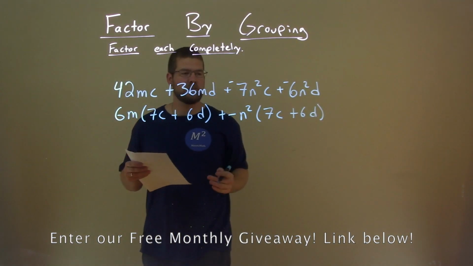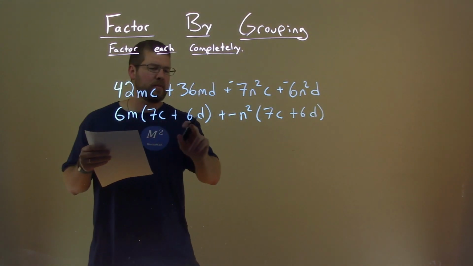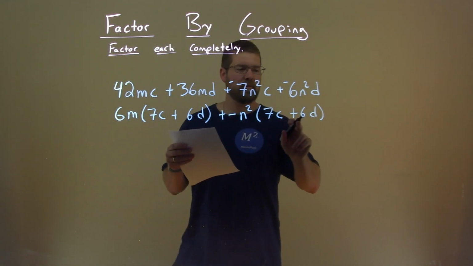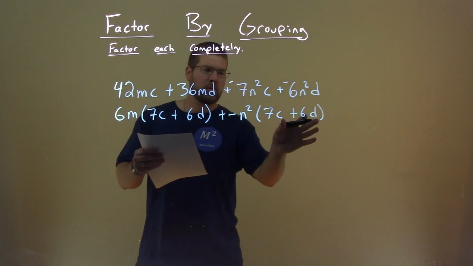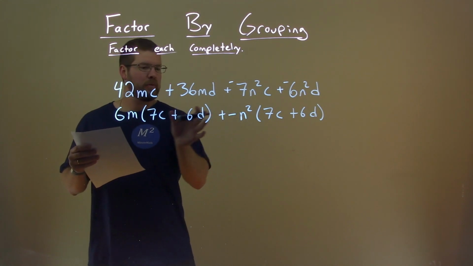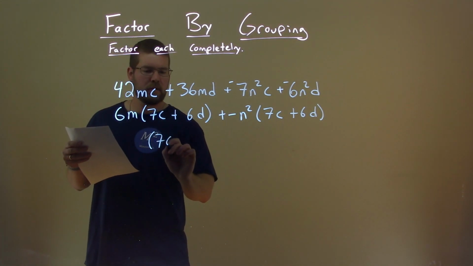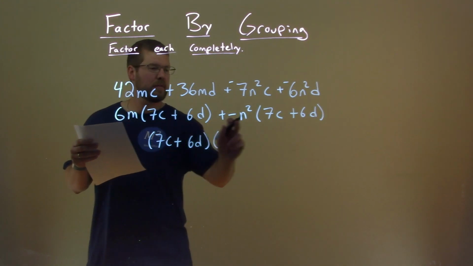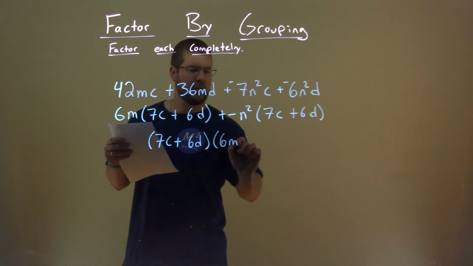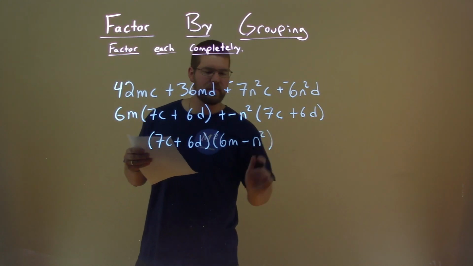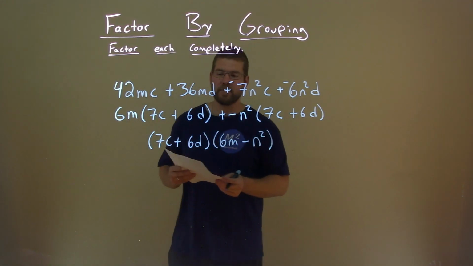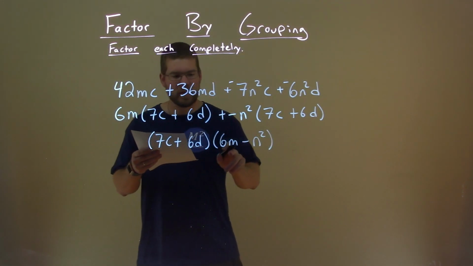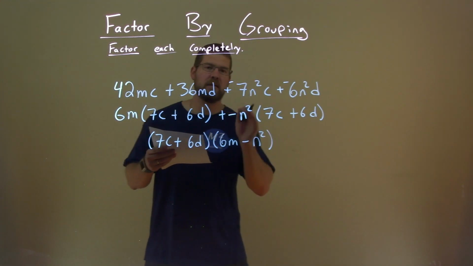Again, that should look familiar. We have 7c plus 6d here, and 7c plus 6d here. If we pull that out from both parts, so 7c plus 6d, we can bring down these two, 6m minus n squared. And now we actually have our final answer, 7c plus 6d times 6m minus n squared.